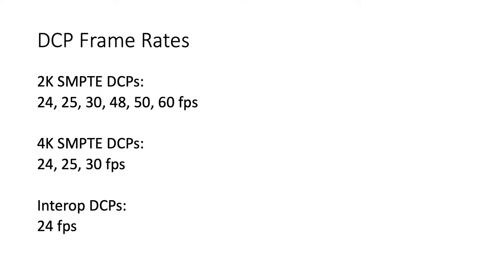For 2K and 4K SMPTE standard DCPs, the frame rate may be 24, 25, or 30 frames per second. And 2K SMPTE standard DCPs can also be 48, 50, or 60 frames per second. For the older standard inter-op DCPs, the frame rate should be 24. The SMPTE standard has been in place since 2009, and this is the standard that I recommend using.